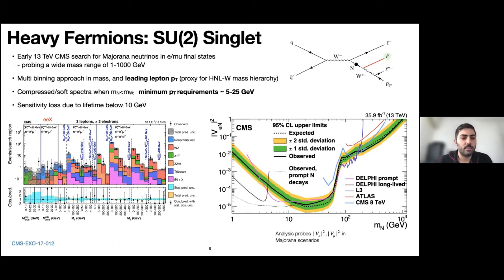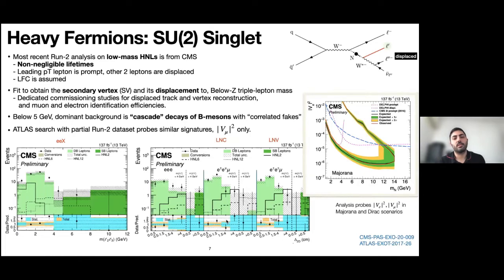The analysis adopts this multi-binning approach, which is illustrated here on the left. I don't expect you to go over all these bins, but it suffices to say that in this big mass range between 1 and 1,000 GeV, you see that there's a sensitivity loss at the low end, below 10 GeV. So, with this sort of prelude in mind, what CMS has done very recently is a full Run 2 analysis on dedicated low mass HNLs, and with, of course, non-negligible lifetimes. And in the limit that N becomes light, this entire set of particles, L and L prime, that you see on this cartoon on the right, become displaced.